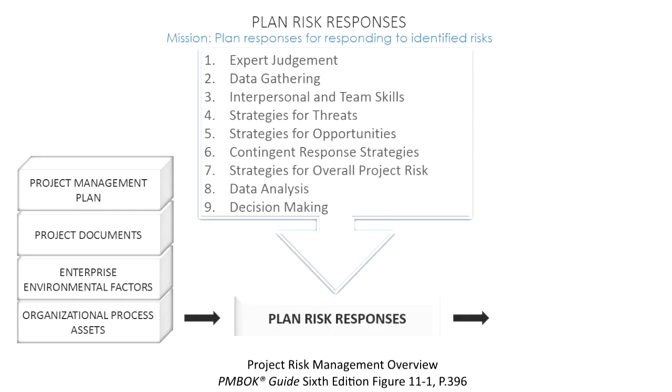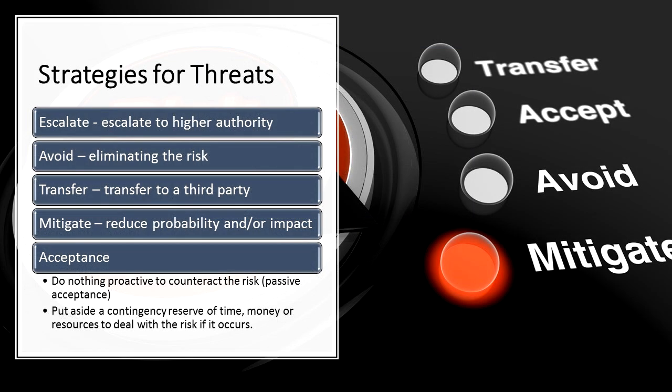The next one here is strategies for threats. Now, I'm going to cover this in a lot more detail in a different video, but for now, at a very high level, let's talk about some of these. The first one is escalate. If a risk is beyond the state that it can be managed, we need to escalate. It's appropriate when it's outside the scope of the project or when the response would exceed the project manager's authority level.